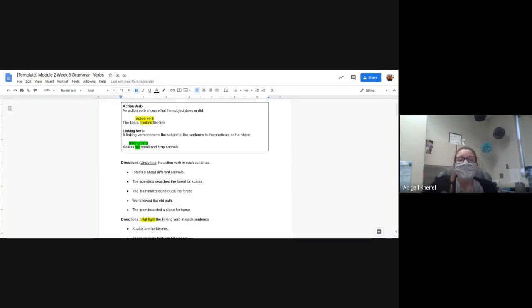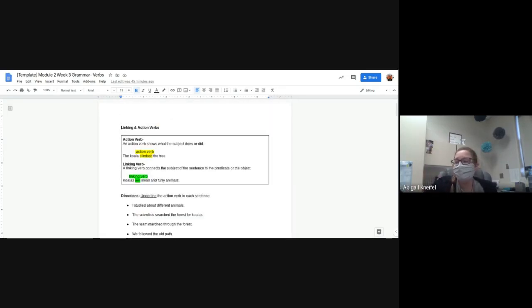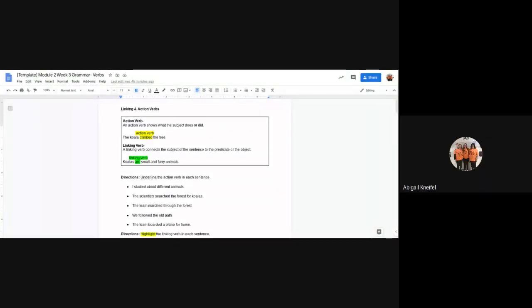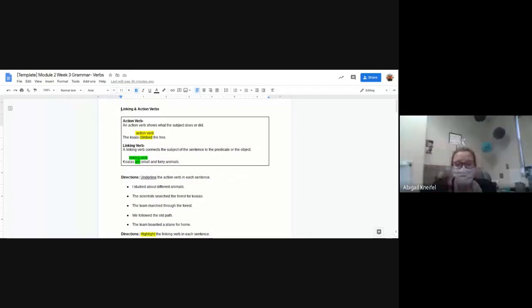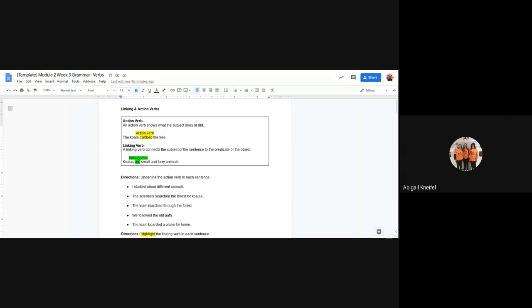This one is just action verbs and linking verbs, the first part. An action verb shows what the subject does or did. We know that. An example: the koala climbed the tree. Action verb: climbed, that's what it did. A linking verb connects the subject in the sentence to the predicate. Koalas are small and furry. Are would be the linking verb, just like is, was. For part 5, all you have to do is underline the action verb. That's it.